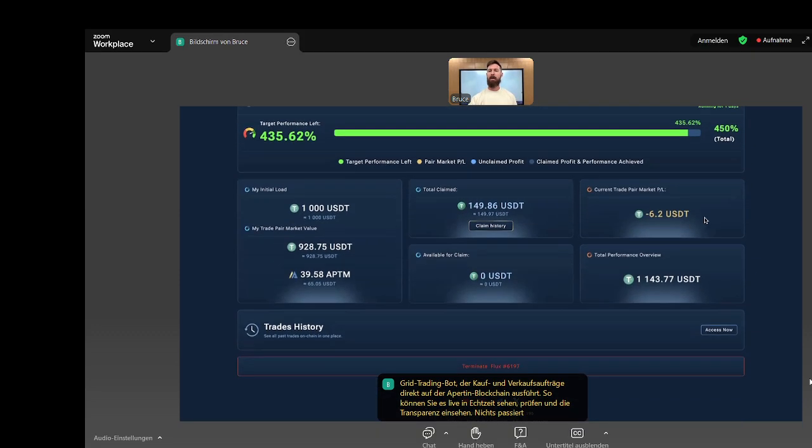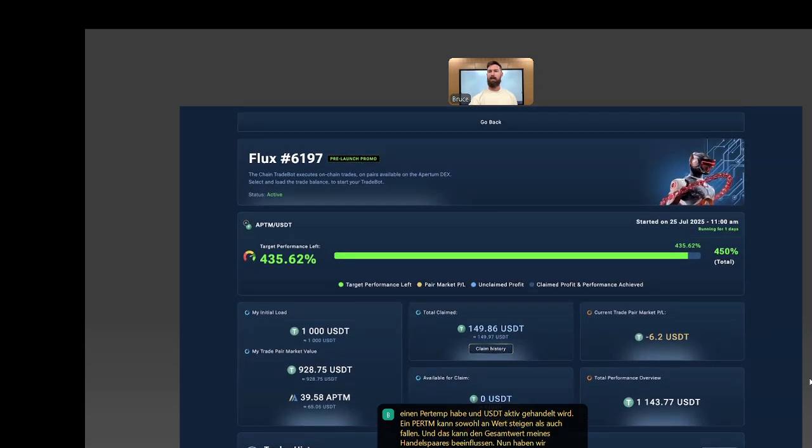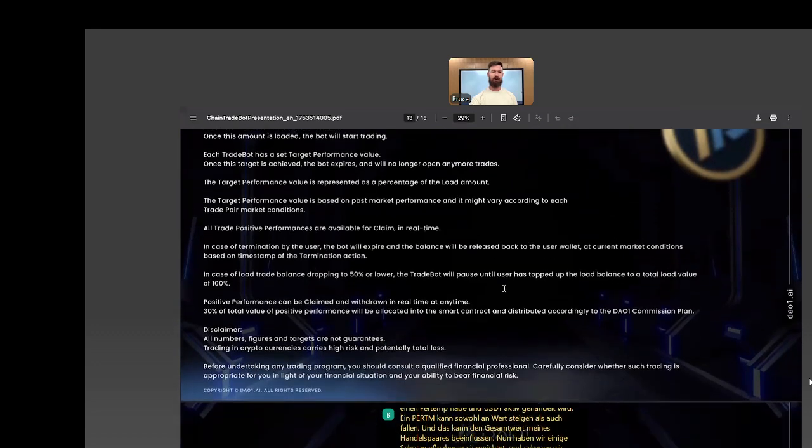The second bit of information that is useful to understand is that this little box is always going to monitor what your trading pair's value is. In other words, if I've got Apertum and USDT actively being traded, Apertum can also climb in value and it can drop in value. And that can affect the overall value of my trade pair. Now, we have put some protection in place. And let's look at that protection.